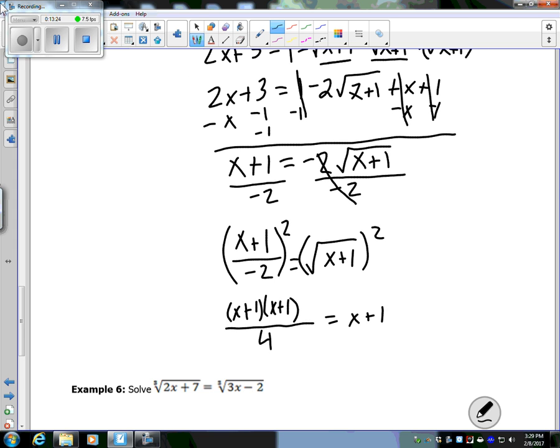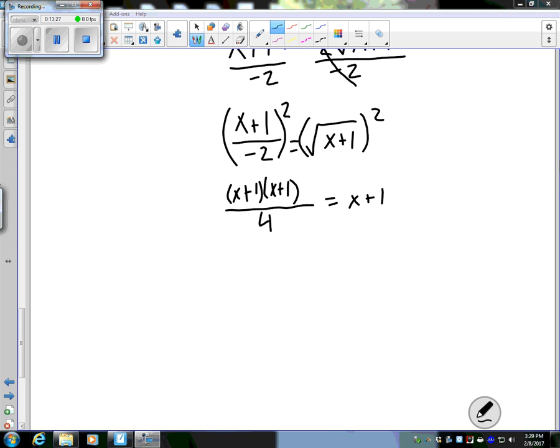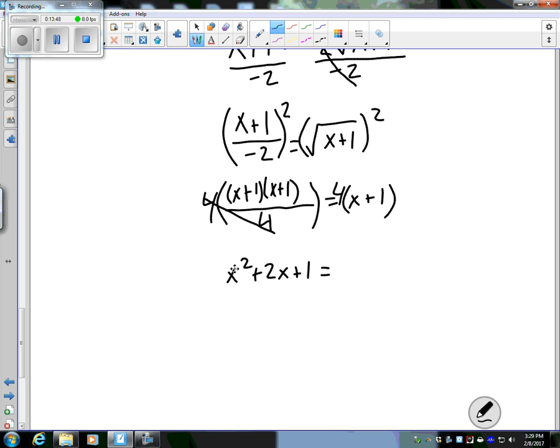Alright, let's keep going. I don't like this division here. I don't like fractions, so whenever I have them, I get rid of them. So I just multiply by the denominator. Multiplying by the denominator gets rid of the fraction. And I'm going to do x plus 1 times x plus 1. That's x squared plus 2x plus 1. That's going to equal, let's distribute this 4 in, 4x plus 4.